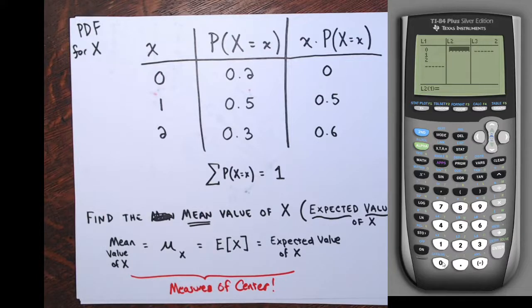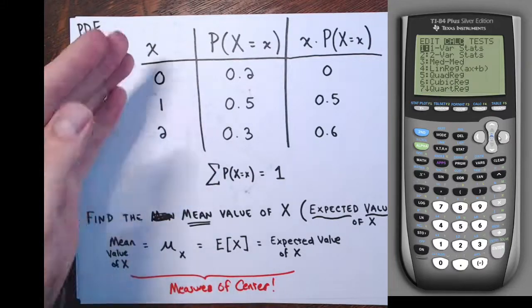But in the next column, L2, I'm putting the probabilities. 0.2 for the probability that x equals 0, 0.5, and 0.3. All right. And I'm going to get out of here, right? Quit. And we're going to calculate. Go stat, hit the stat button again, go over to calculate.